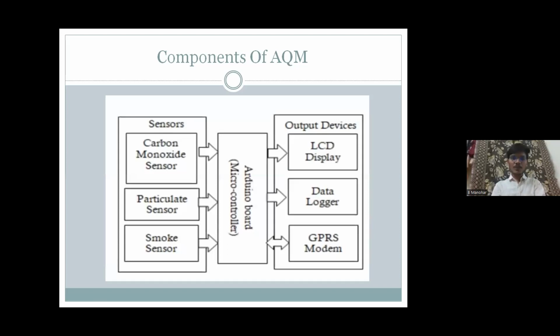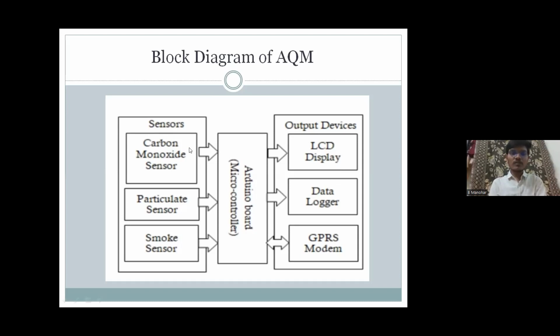Next, coming to the block diagram of the air quality monitor. It has a sensor on one side, and the sensor's output is given to the microcontroller, which is the processor in the air quality monitor. In place of the microcontroller, we can use any type of microcontroller like Arduino, ESP8266, and ARM microcontroller, etc. The output can be measured by an LCD display. And the data logger, as I discussed earlier, is a device which can store the data.